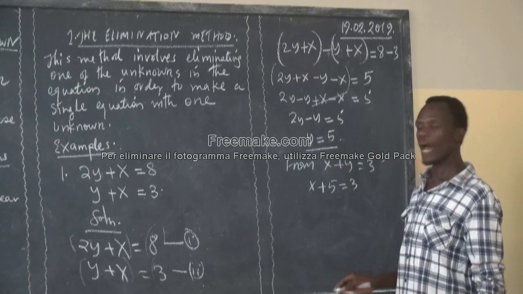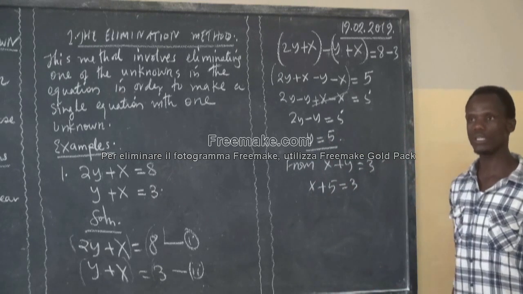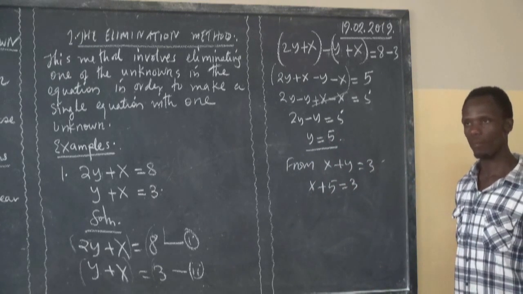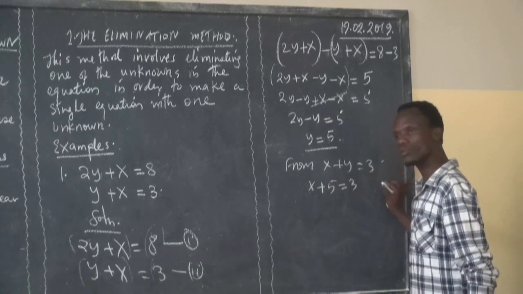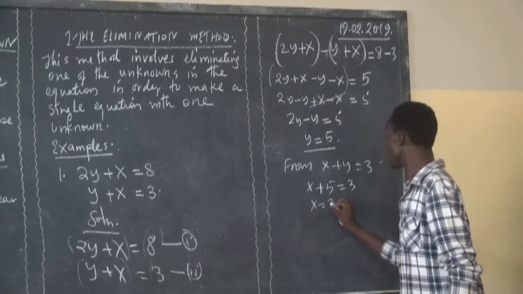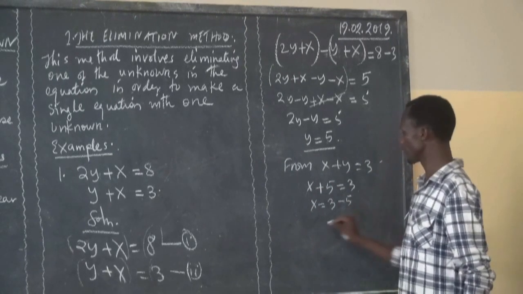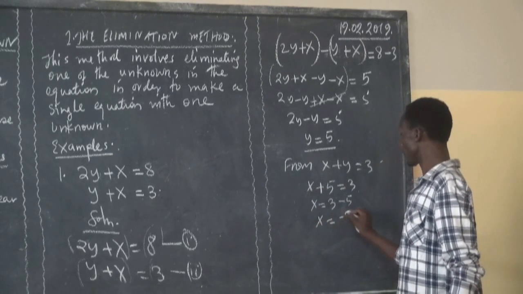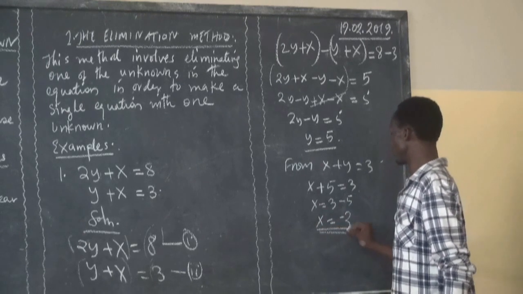To 3. Now, this is a simple algebraic equation, you see? One unknown variable. Now, this is taken to the right-hand side of the equation. Now x is equal to 3 negative what? Negative 5. Now x is equal to negative what? Negative 2. This is how we do it.